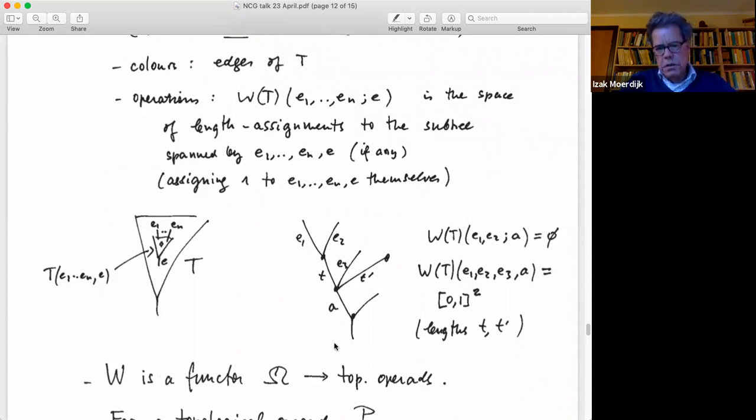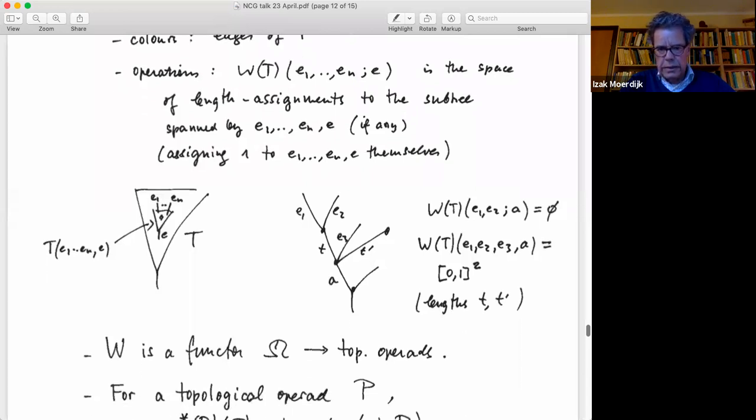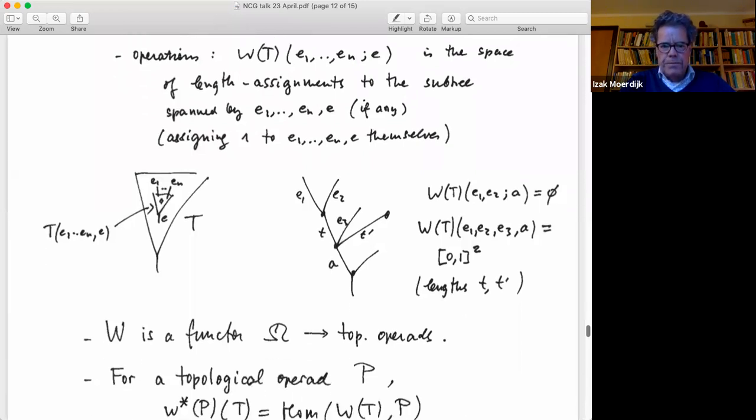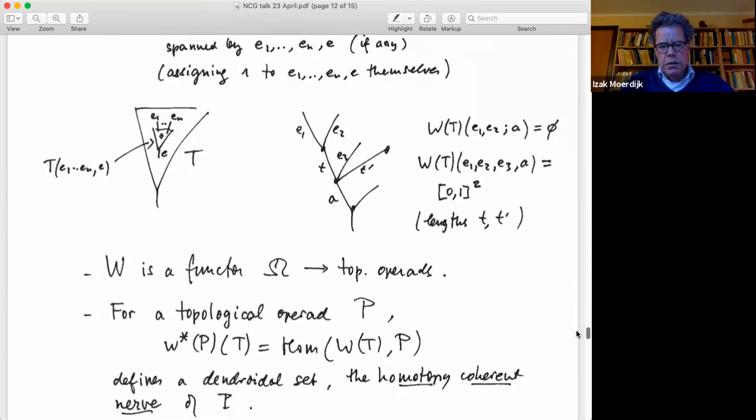And this is a functor. It's obviously functorial on chopping off vertices, and for inner edges, it comes down to assigning length 0 to the contracted edge. And then if you have a topological operad P, the nerve of P would have had here hom of free T to P. But now I take the hom from this resolution of T to P. I call that W upper star of P, and that's the homotopy coherent nerve.